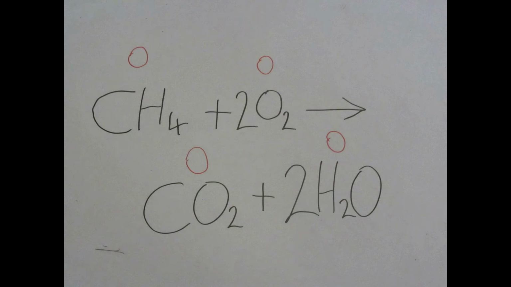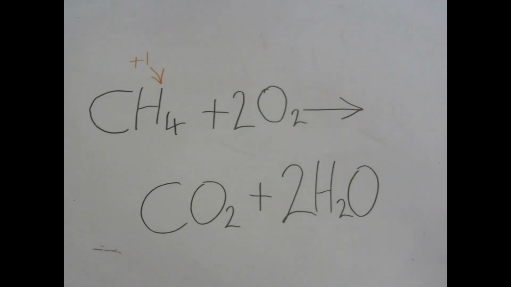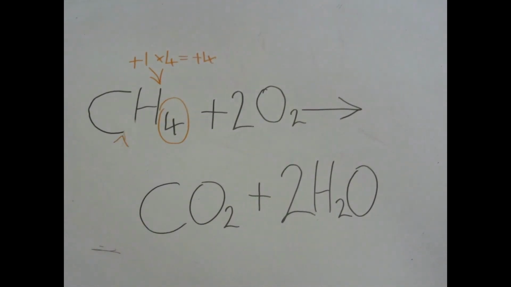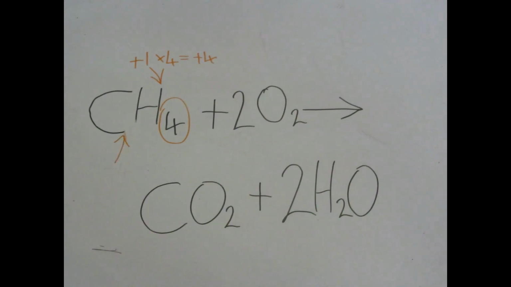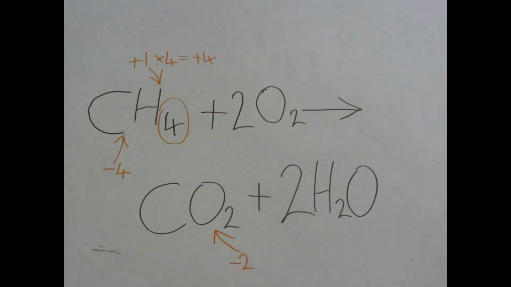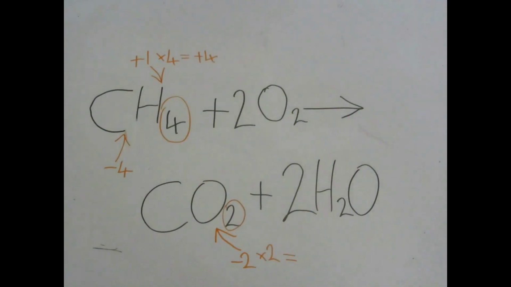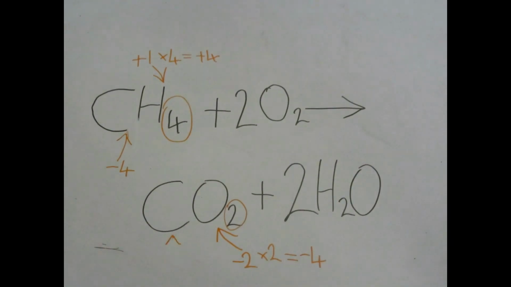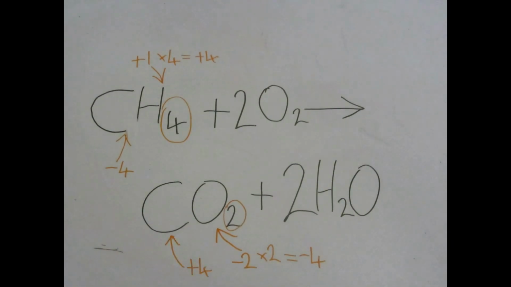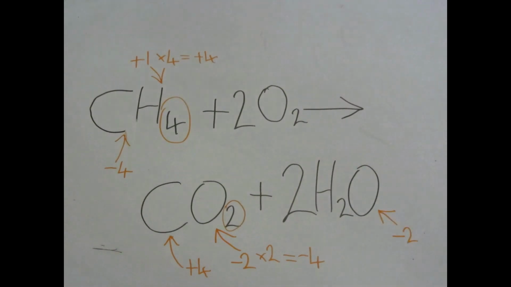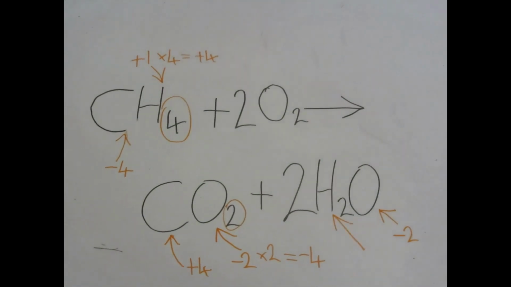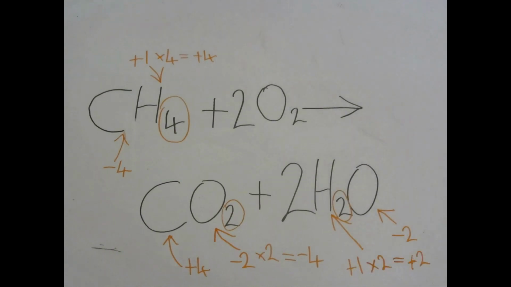We have to apply our rules. Hydrogen has an oxidation number of +1. There are 4 lots of them, so its oxidation number is +4. If the total oxidation number for methane is 0, we know that the carbon must have an oxidation number of -4. In the carbon dioxide, we know that oxygen has an oxidation number of -2, and there's 2 lots of them, so oxygen has an oxidation number of -4 here, which means that carbon must be +4. In H2O, oxygen again has an ON of -2, there's only one of them, so that stays the same. Hydrogen, we have +1, there's 2 lots of them, so it's +2.